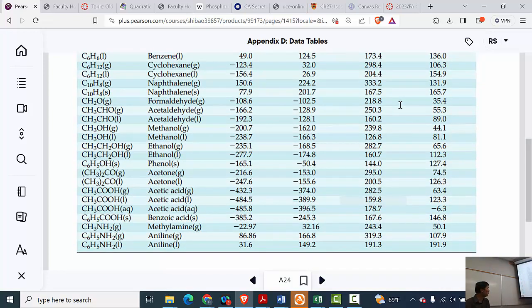Acetic acid, benzoic acid, methylamine, aniline. Aniline is a benzene ring with an amine, so this would be a base. Since benzene rings are electron withdrawing, you would expect it to be a weaker base than if you had an electron-pushing group on there. Aniline. That's what you would expect.